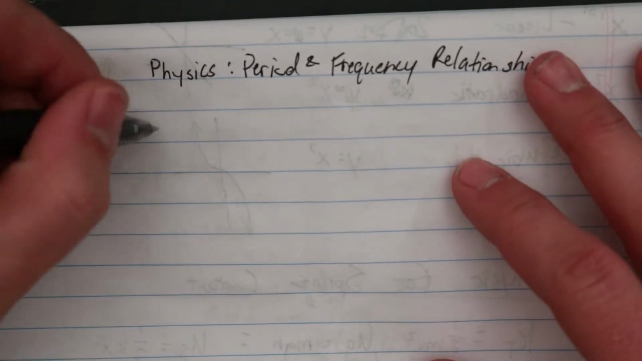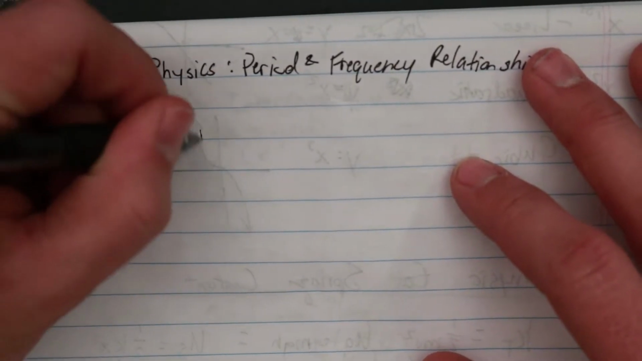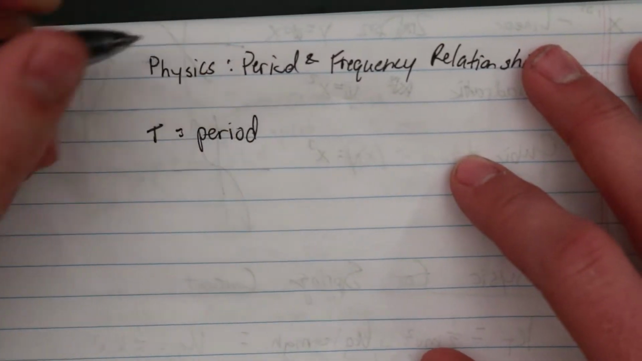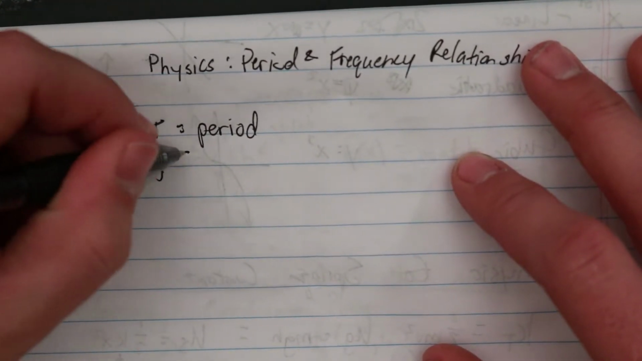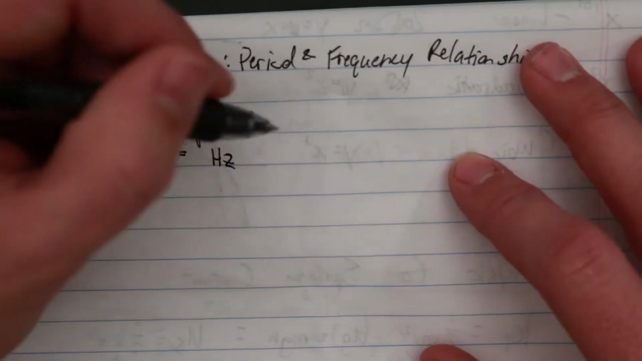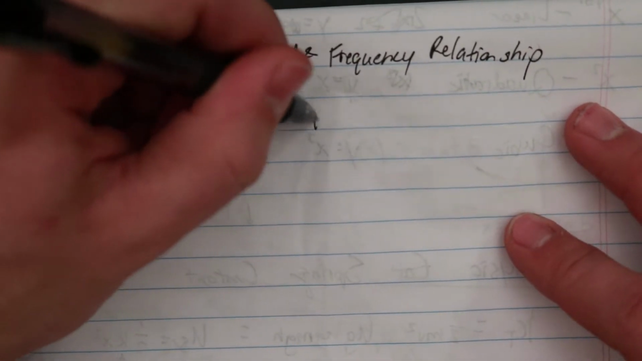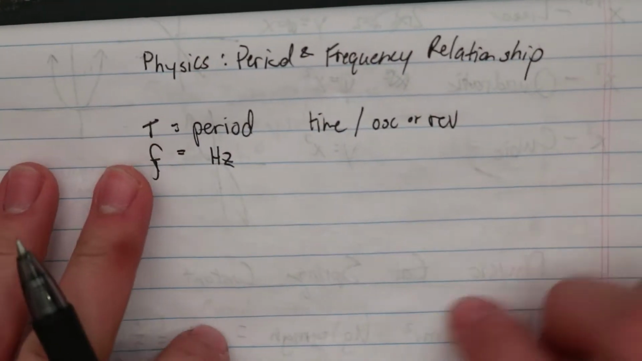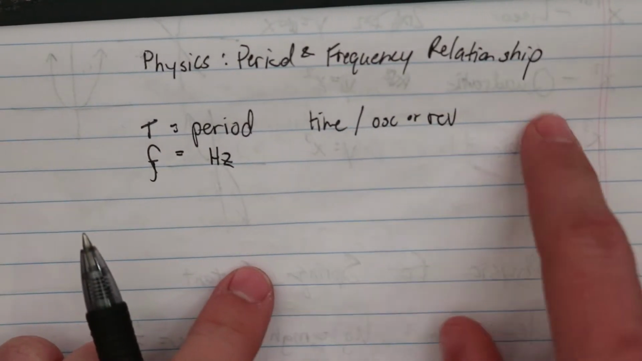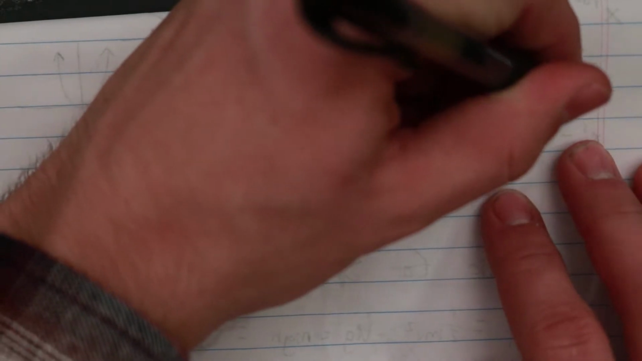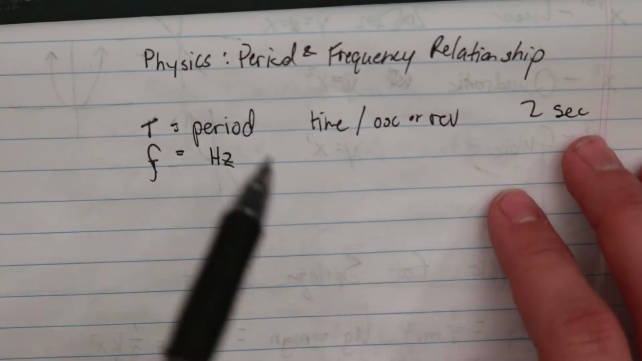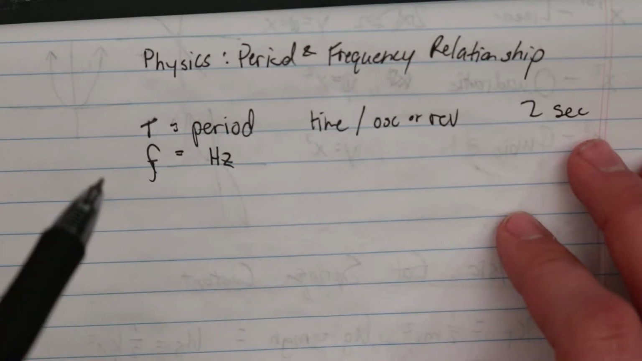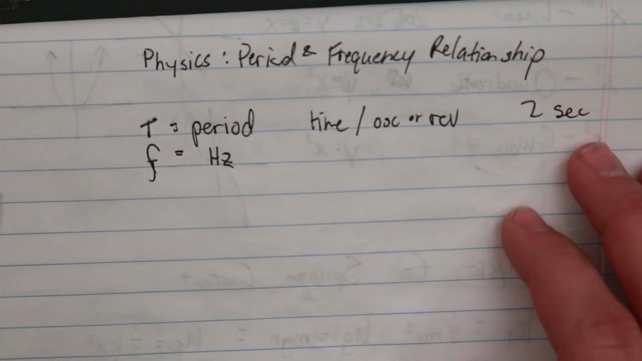But basically, what I want you to know is that period is represented by T, and frequency, or F, is measured in hertz. Now, period is the amount of time it takes to do one thing, so one oscillation or revolution, we'll call it. So a period is how much time it takes to get that done. If it takes 2 seconds, say for a pendulum, the period would be 2 seconds per one revolution or oscillation.